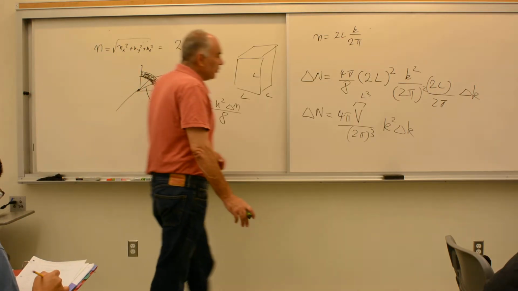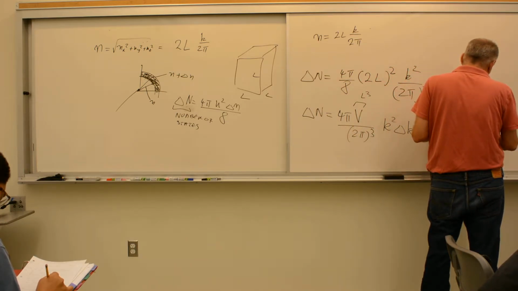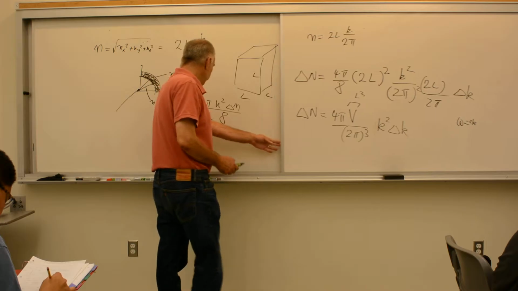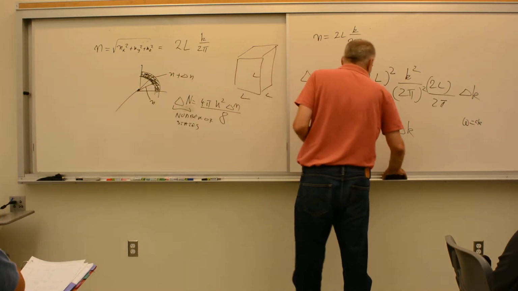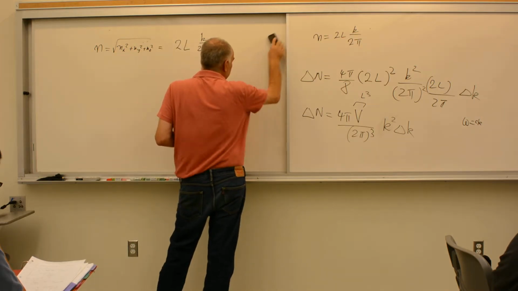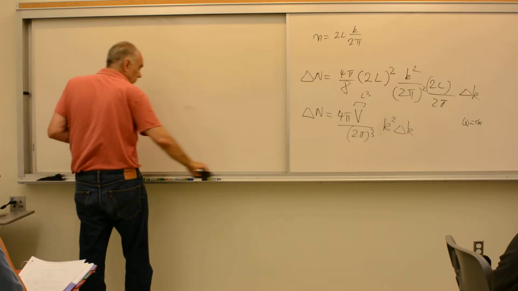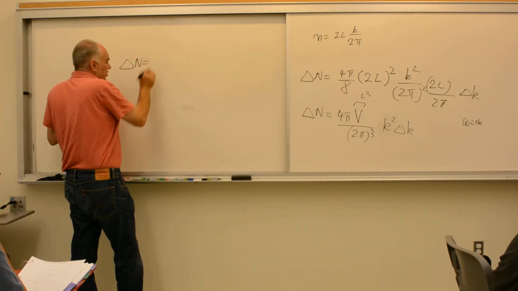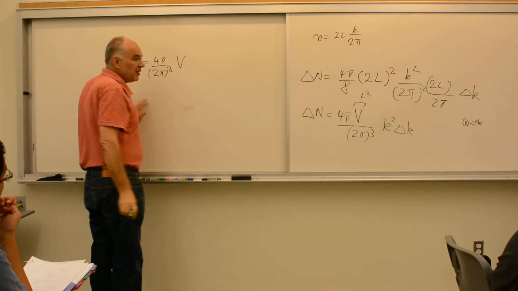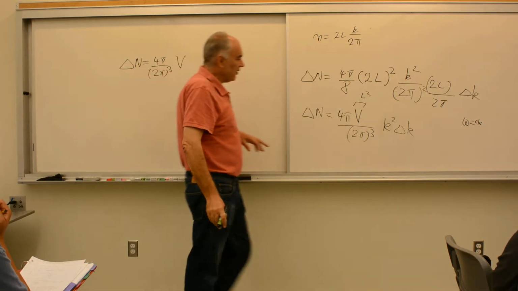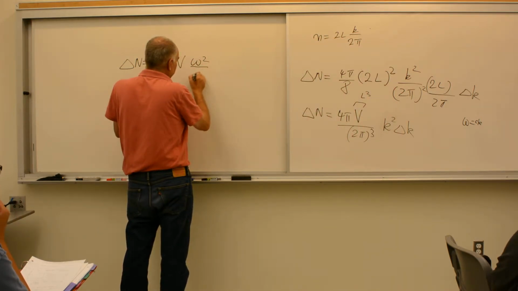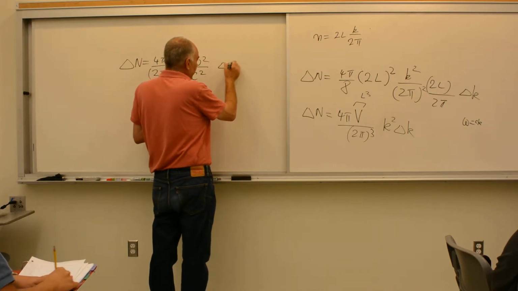And what we can do now is use the dispersion relation to actually express this result in terms of the frequency. I still haven't multiplied this result by a factor of 2 to account for the number of spins. So the number of nodes in that shell is then 4 pi over 2 pi cubed times V. So that's the volume of the black body. And instead of k, I can write frequency divided by the speed of light. And instead of delta k, it would be delta omega over c.